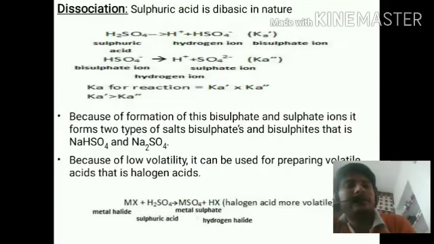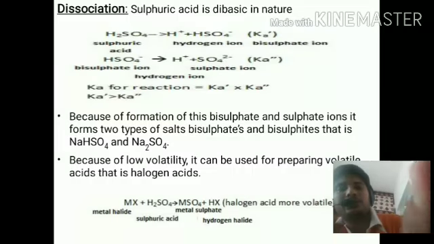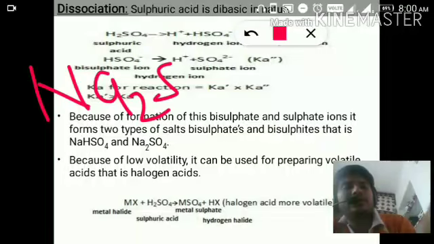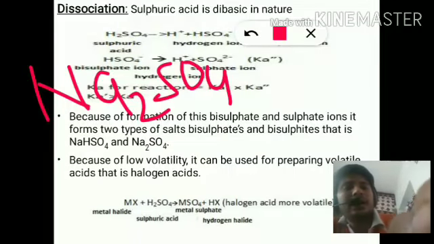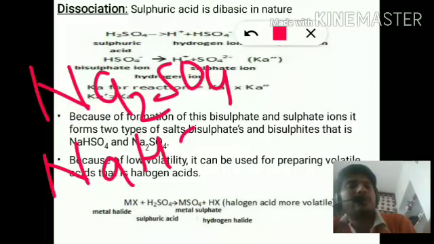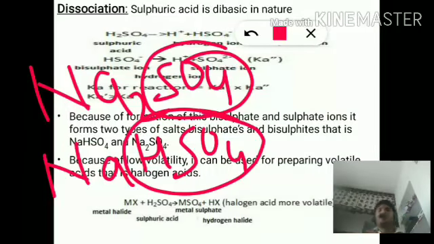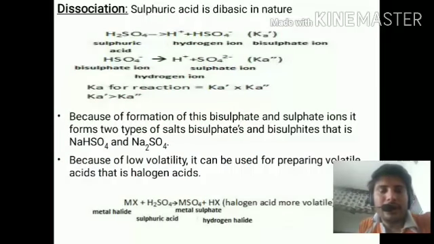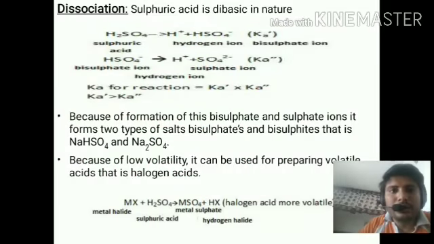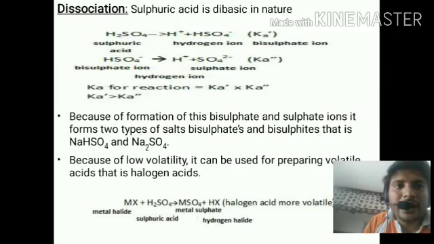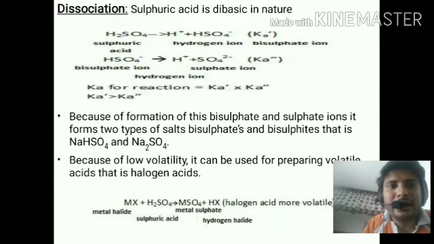That's why when sulfuric acid reacts with any metal, it gives sulfate and bisulfate, like sodium bisulfate and sodium sulfate: Na2SO4, sodium sulfate, and NaHSO4, sodium bisulfate. Two compounds are formed by sulfuric acid. Because of the formation of these bisulfate and sulfate ions, it forms two types of salts, sodium bisulfate and sodium sulfate.